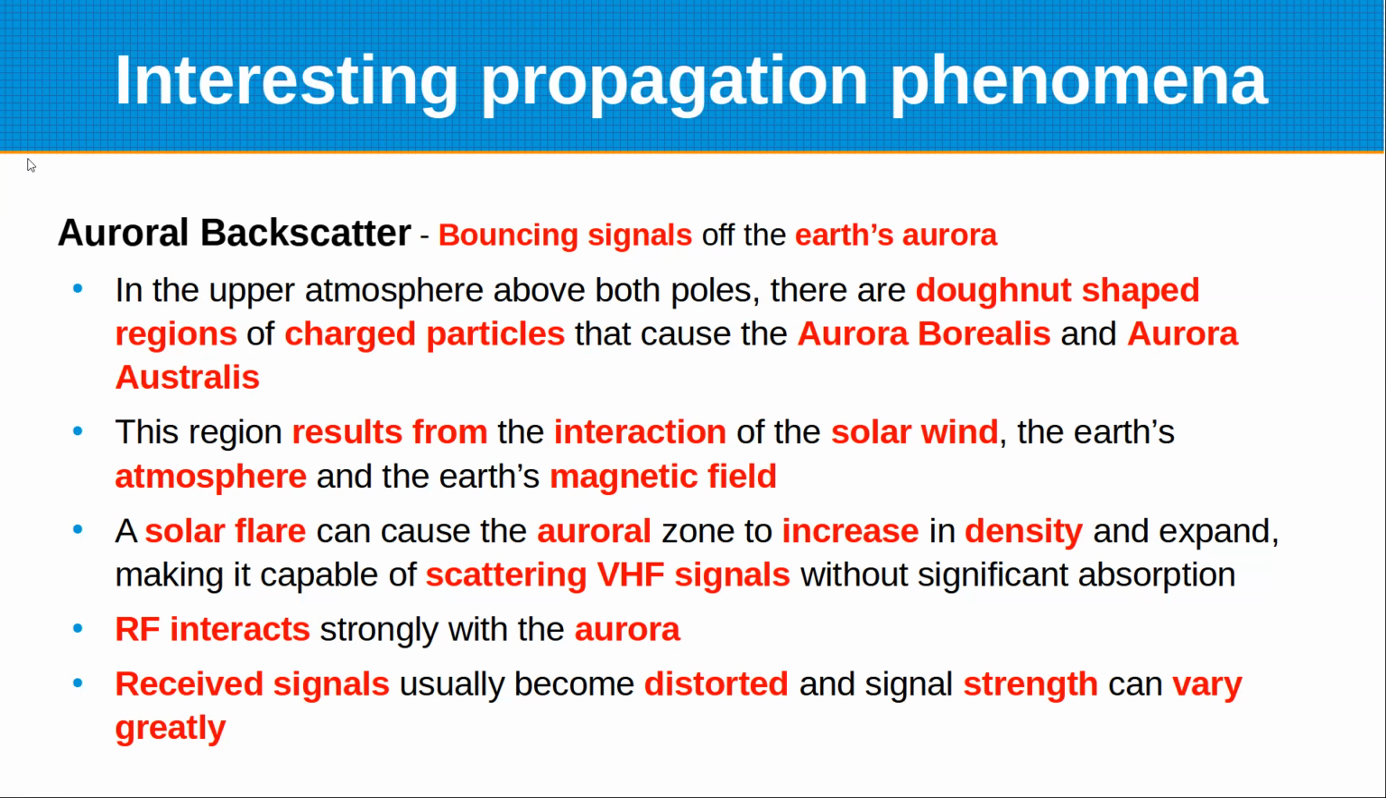A solar flare can cause the auroral zone to increase in density and expand, making it capable of scattering without significant absorption. I'm guessing that under normal conditions, it may absorb more than it reflects, but I really don't know. It's too far away. That's right. I can't imagine you can rely on this. It's distorted, it can vary. It's not reliable. Like all these we're talking about here, they're basically sporadic things.